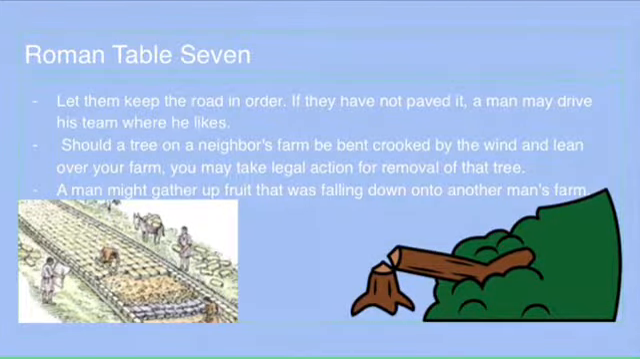Table 7. The Roman citizens are in charge of paving and restoring their own roads. If they fail to do so, then they will have to deal with the damaged road themselves. If a tree is knocked over by the weather and lands on your property, then the tree must be removed, the fruit being gathered with it.